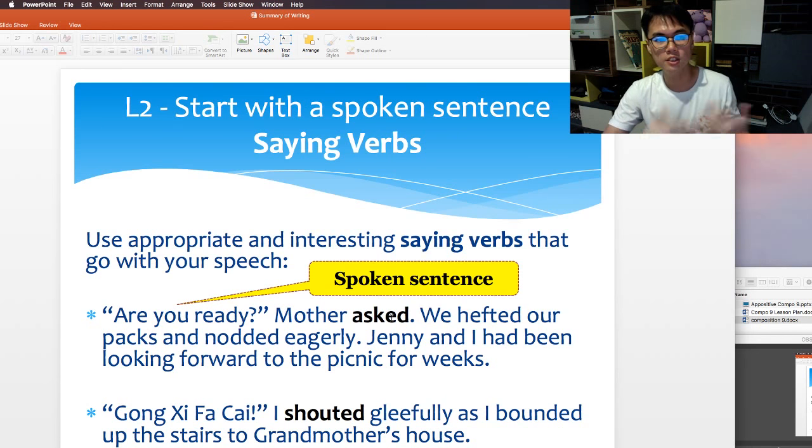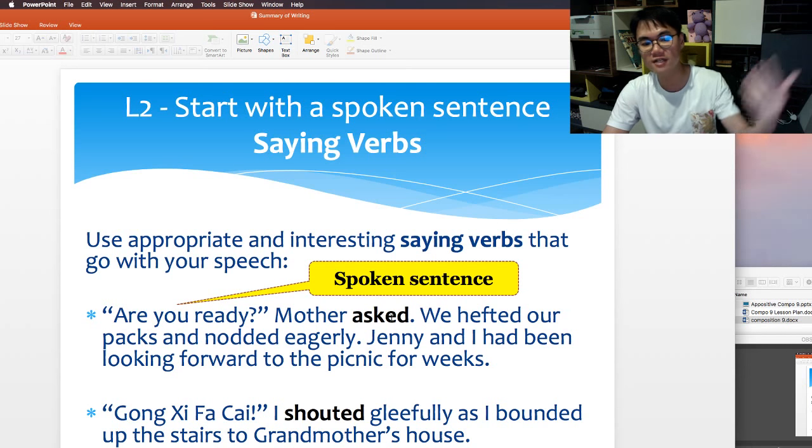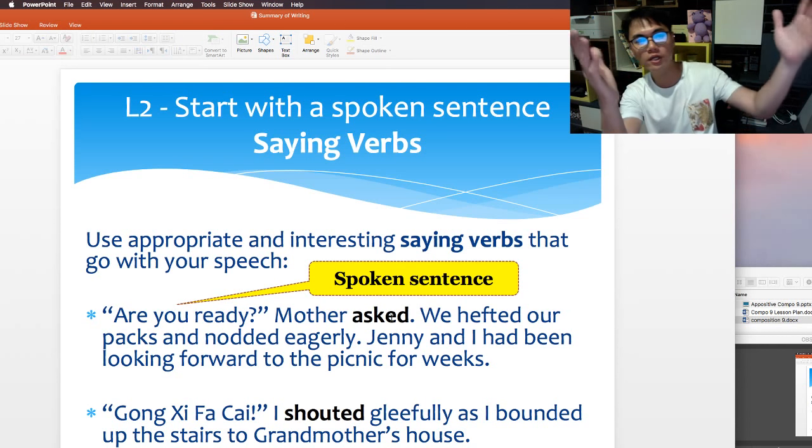Secondly, we talked about starting sentences with dialogue, or with saying verbs. So things like, "Are you ready?" Mother asked. "恭喜发财," I shouted gleefully. "Hey, what are you doing?"